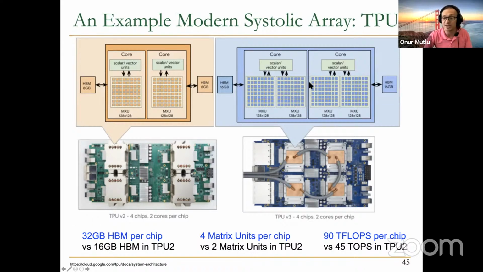They have more matrix units per chip as opposed to 2. Matrix unit is essentially the systolic part. That's the systolic matrix multiplication unit. And as you can see, they can do 90 teraflops per chip as opposed to 45 teraops. This should be teraflops, actually. We will correct that. It should be teraflops in TPU2 also.